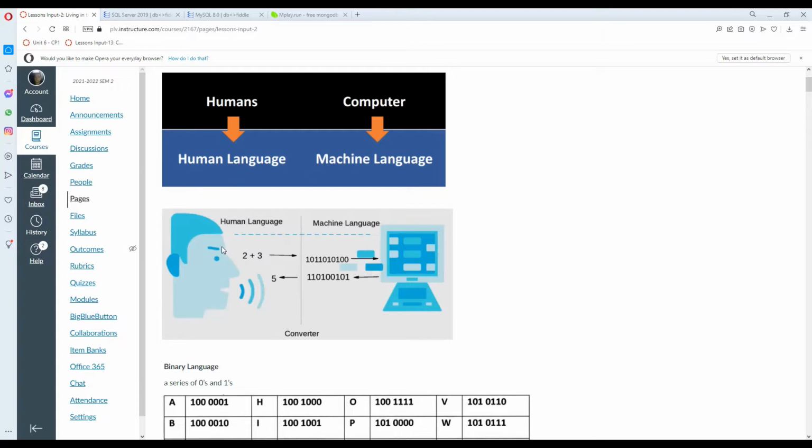Now, when we try to input commands to the computer, it is converted from a human language to a machine language, which is usually a combination of zeros and ones. So when the computer outputs the data back to us, it is outputted in the form of a machine language, which is then converted into a human language.